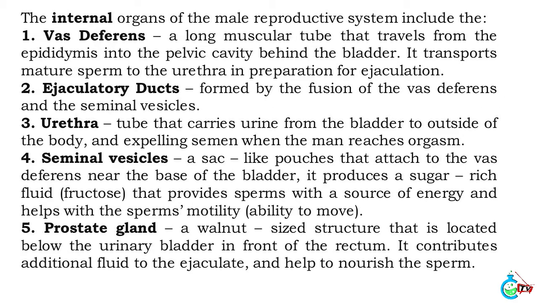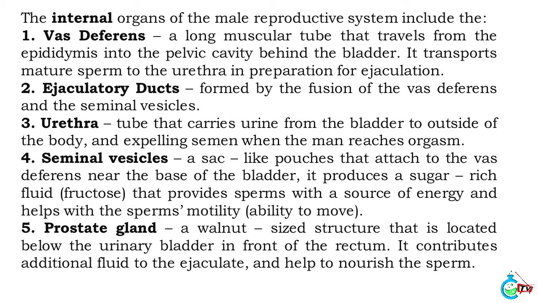The internal organs of the male reproductive system include the 1. Vas deferens. A long muscular tube that travels from the epididymis into the pelvic cavity behind the bladder. It transports mature sperm to the urethra in preparation for ejaculation. 2. Ejaculatory ducts. Formed by the fusion of the vas deferens and the seminal vesicles. 3. Urethra. Tube that carries urine from the bladder to outside of the body, and expels semen when the man reaches orgasm.